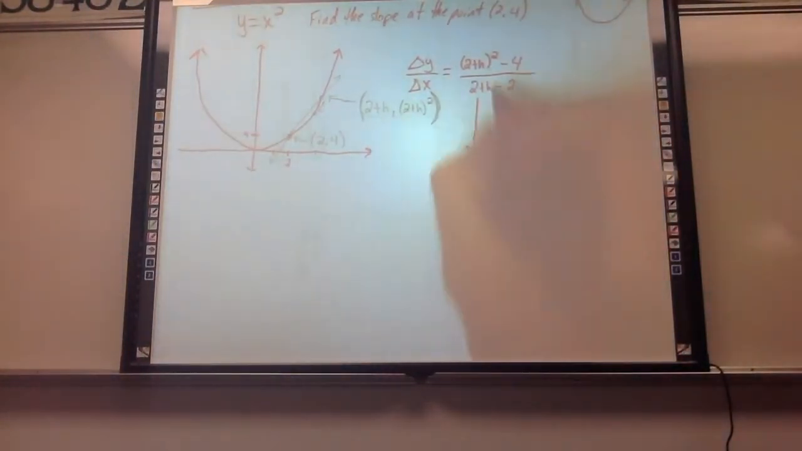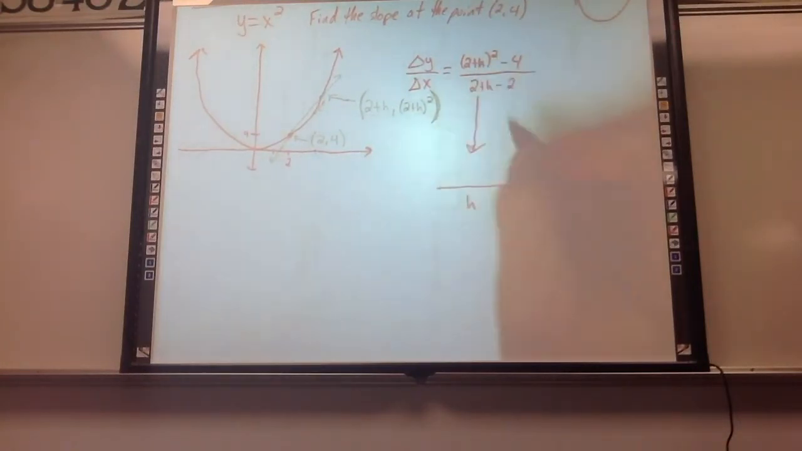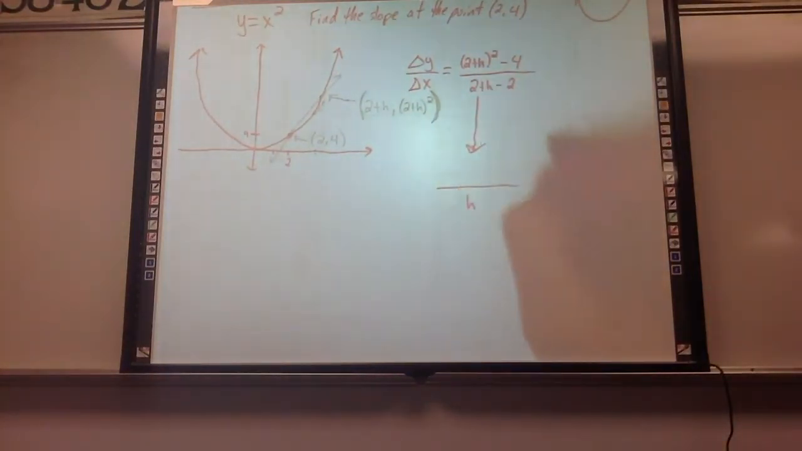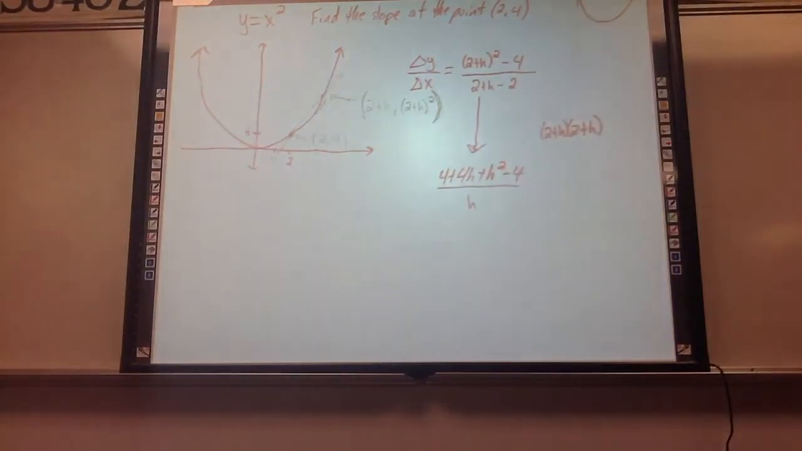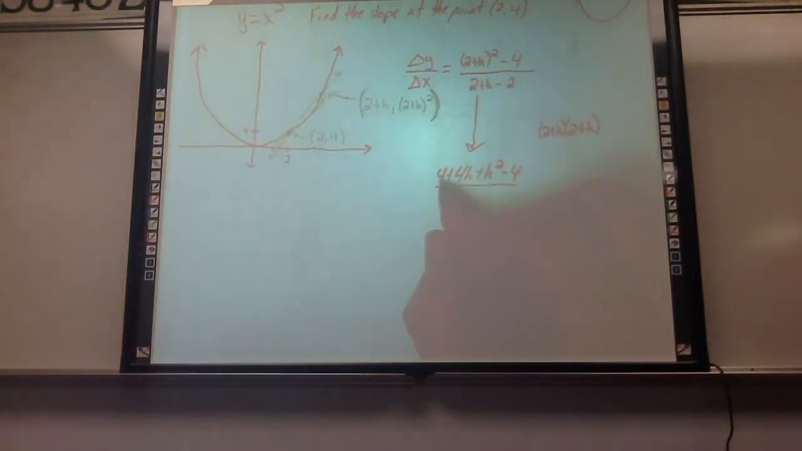This is the same as before, 2 plus h squared. Got to do FOIL. It's not 4 plus h squared. 2 plus h squared is 2 plus h times 2 plus h. 4 plus 4h plus h squared, minus 4. The 4s drop out. Oh yeah, it will. I got a 4 and a negative 4.